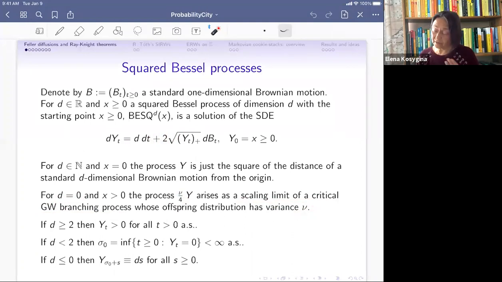And there are many properties. I just want to remind you of two of them. If the dimension is at least 2, then the process, even if it starts at 0, for all positive time with positive probability stays above 0. If dimension is less than 2, then even if it starts with a positive number, it hits 0 in finite time with probability 1. And if D is 0, then the process, if it starts with a positive X, gets absorbed the moment it hits 0. So 0 and 2 are kind of critical dimensions here.